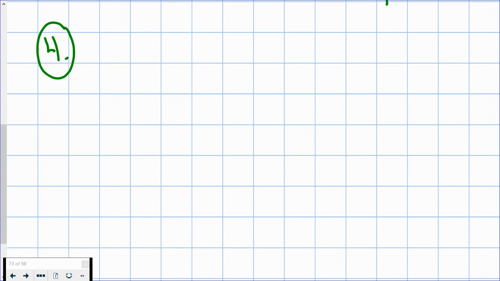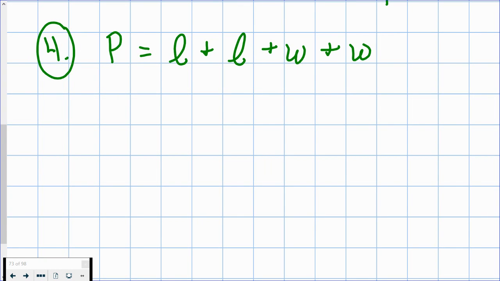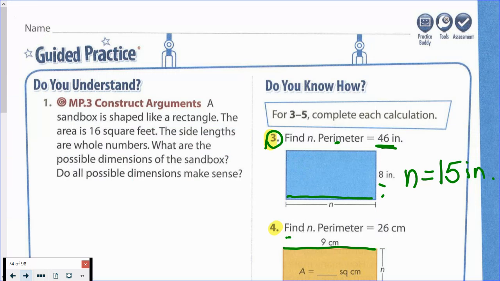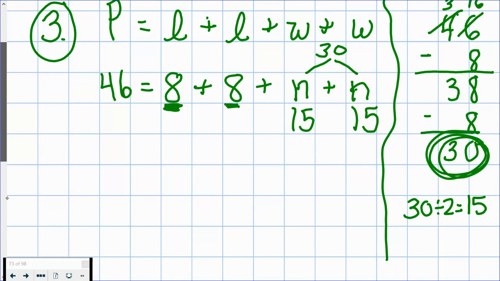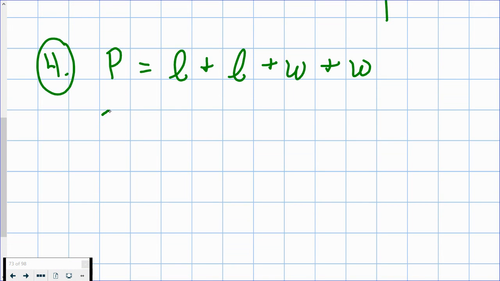Since we know the perimeter, let's use that formula. Perimeter equals length plus width plus length plus width. So step 1, always start with the formula. Step 2, fill in the information that you know in the formula. So here's what we know. We know the perimeter is 26 centimeters. So under perimeter, we're going to write 26.